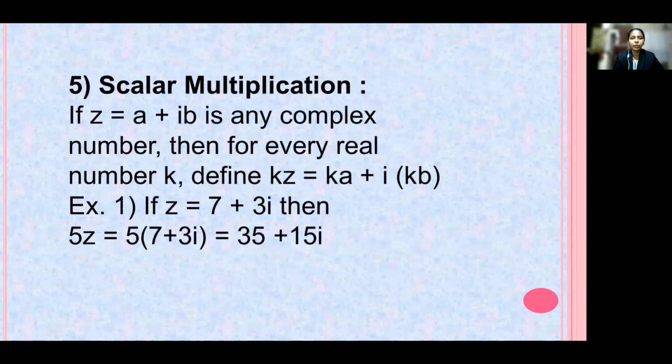If z is equal to a plus ib is any complex number, then for every real number k, if we define kz is equal to ka plus i into kb, then this is called scalar multiplication of z with the scalar k.